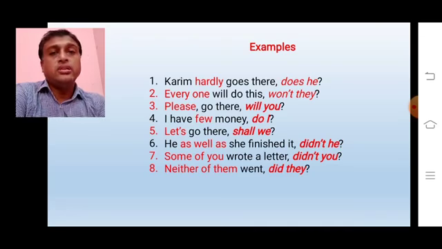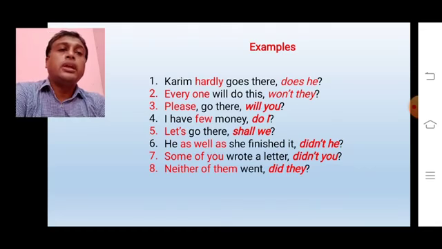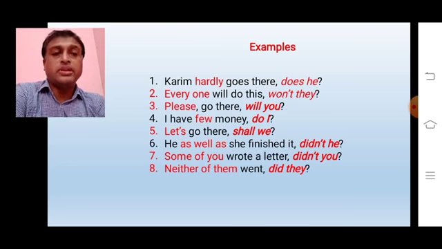Everyone will do this. This is also an example of an assertive sentence. Here the auxiliary verb is will. This sentence is a positive statement. So we will write not. That means won't. We know if the subject of a statement is everyone, we have to write the pronoun they in lieu of everyone. So the answer of this statement is won't they?